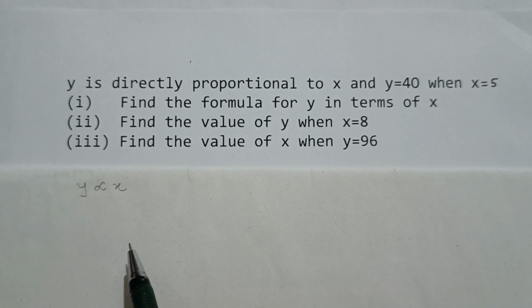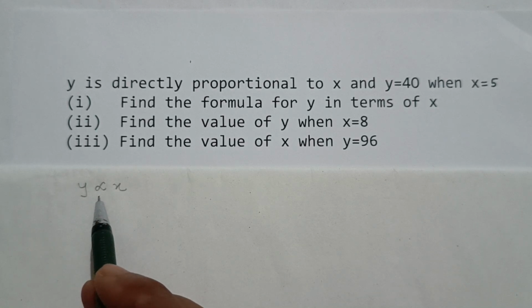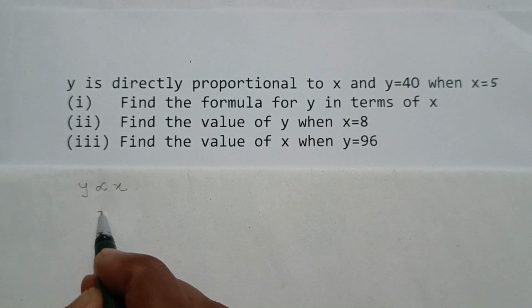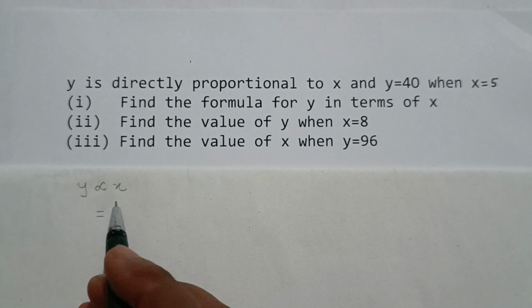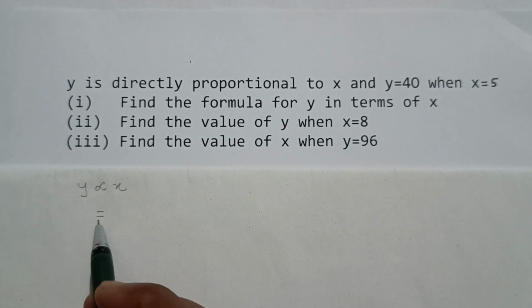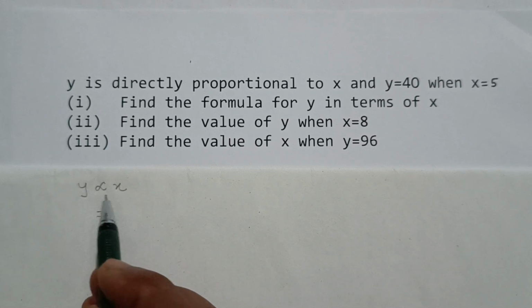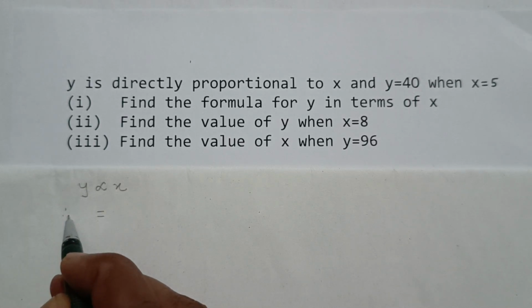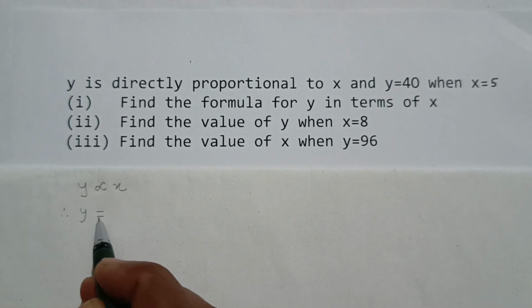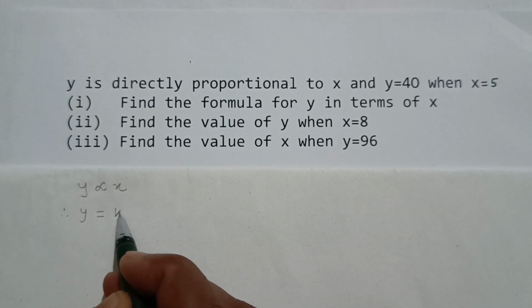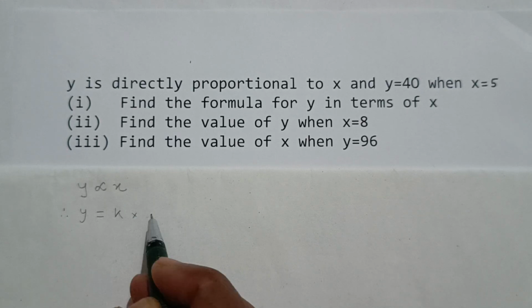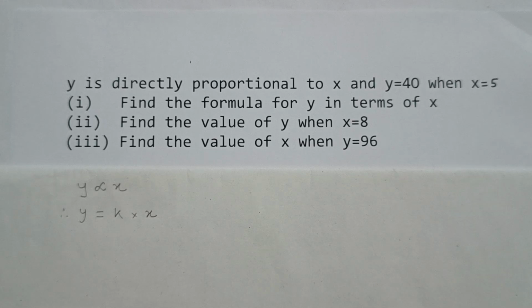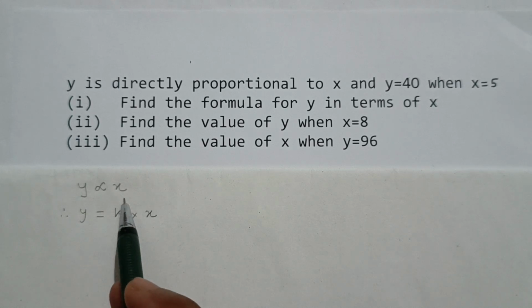Now what I will do is replace this symbol with an equal to sign. So therefore this expression now becomes y is equal to k multiplied by x. When I replace this symbol with an equal to sign, it becomes y is equal to k multiplied by x.